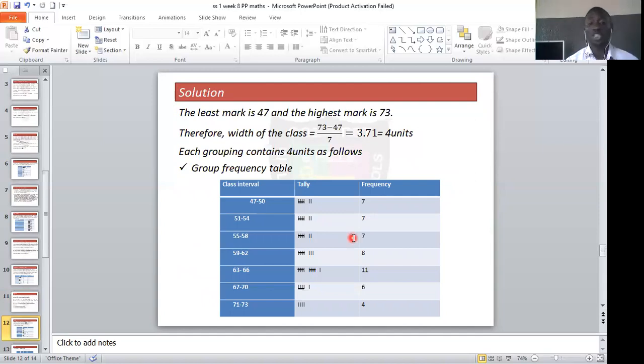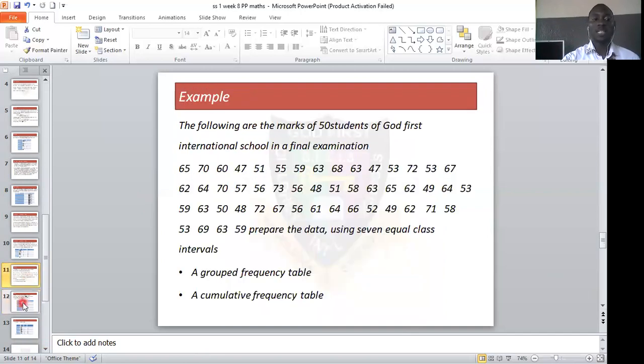You take your time to cross-check all the data. I'm doing this because I'm training you. In doing your group frequency table, you must look and look again to get your data right. Because if you make any mistake, it's going to affect your final answer, the cumulative frequency table. So the second question is how to prepare your cumulative frequency table, after the class interval, the tally, and the frequency.